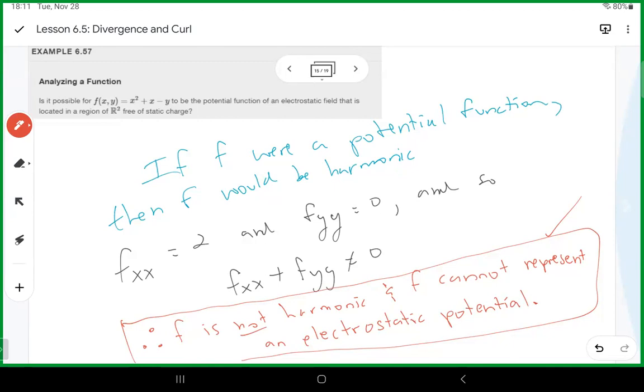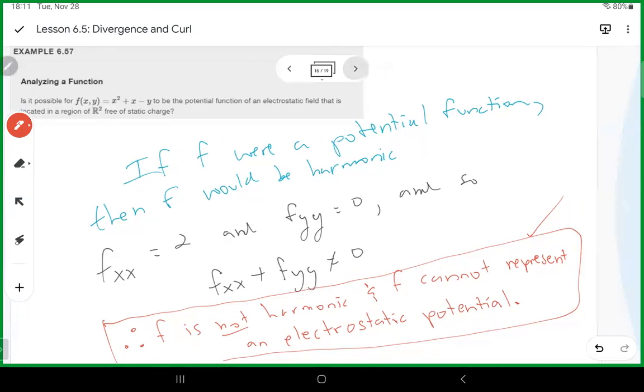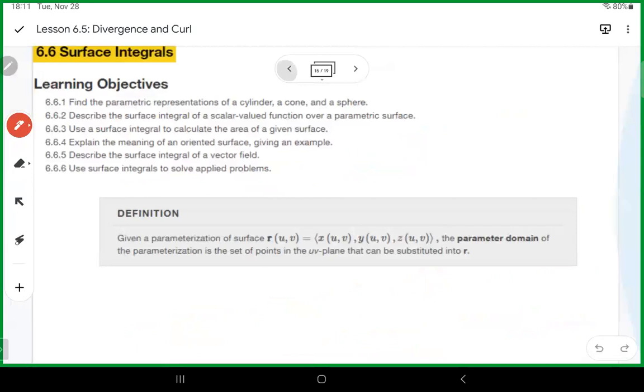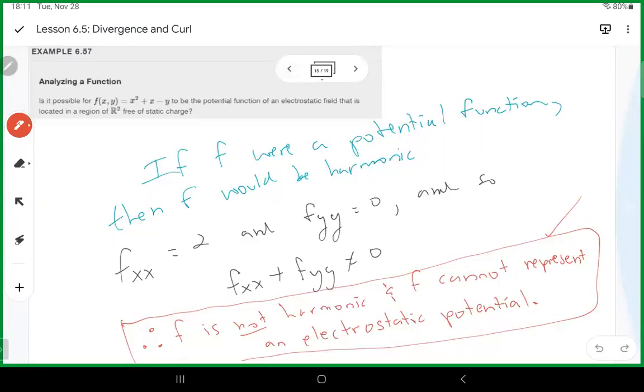I think I remembered what happened, maybe. We might be going directly into the next section. Yep, we are, because I ran out of slides. So give me a second.